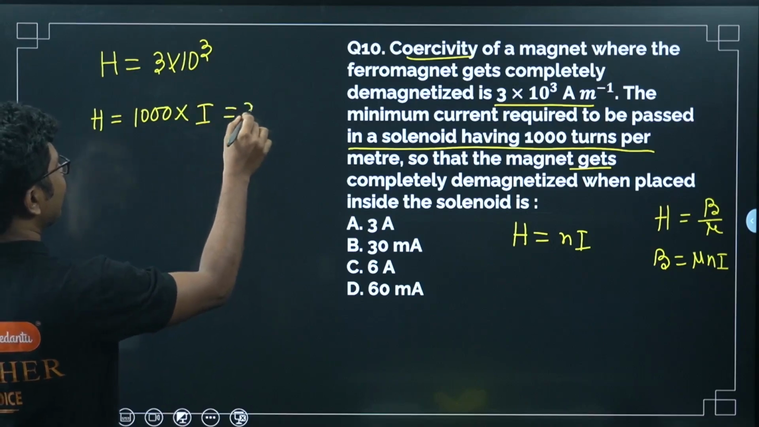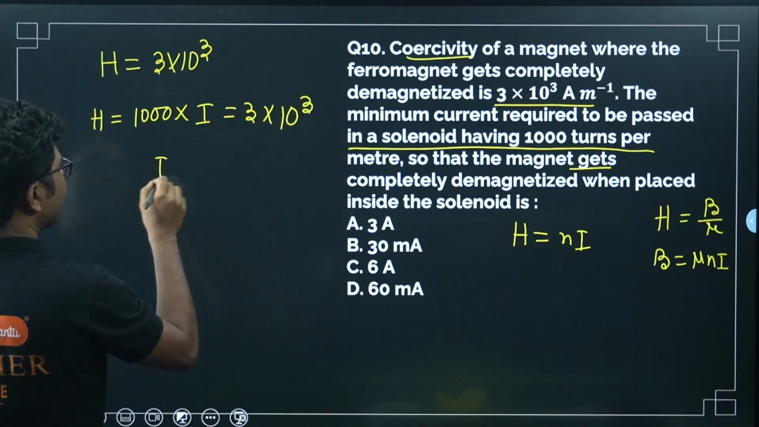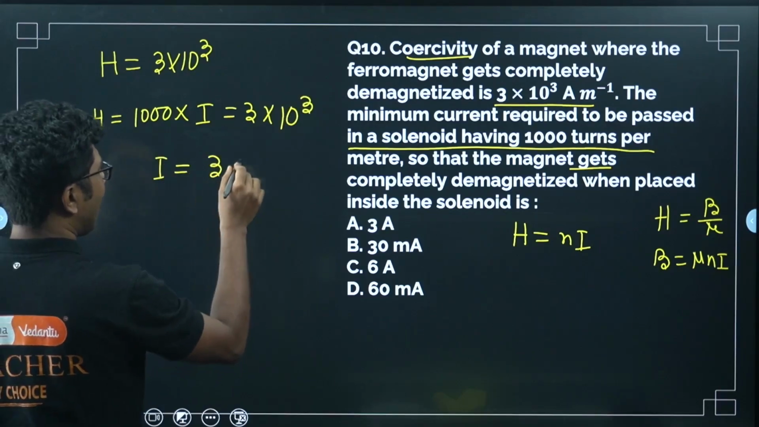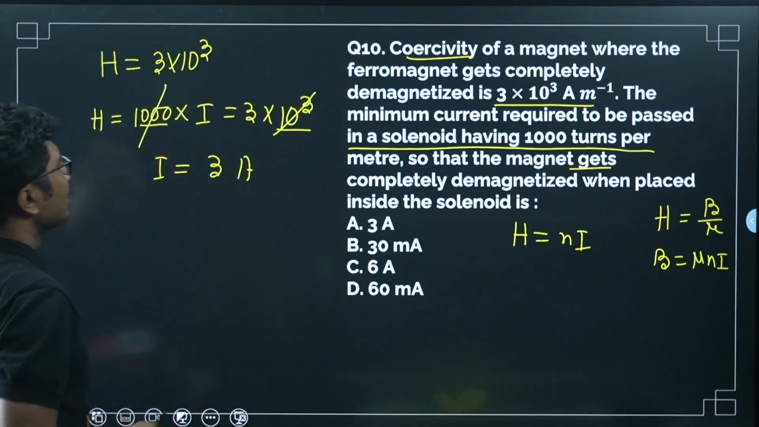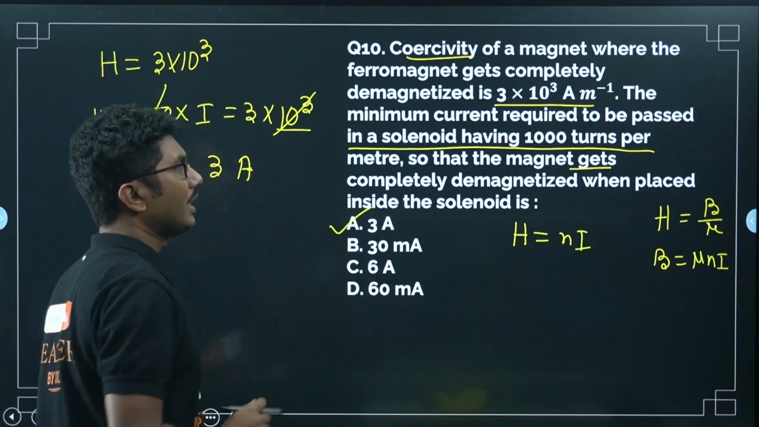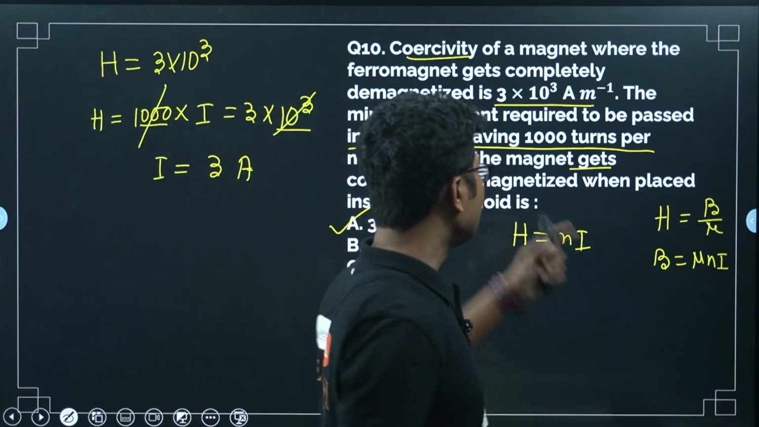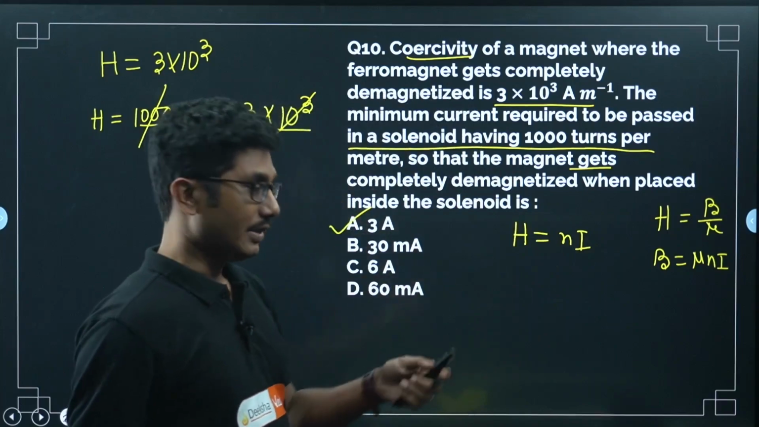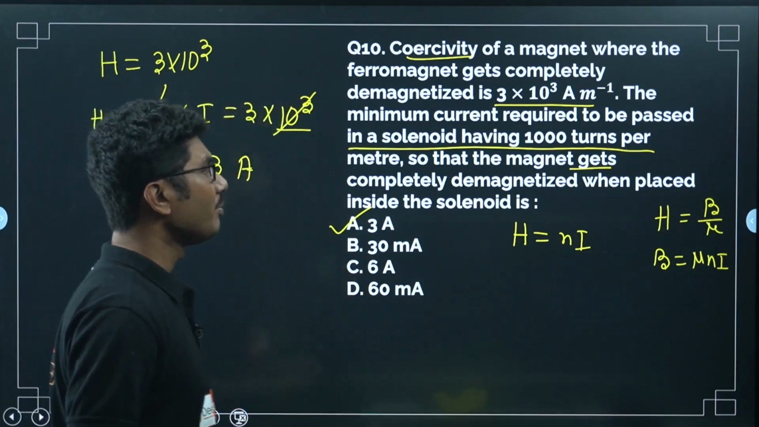That is equal to 3 times 10 to the power of 3. So I is basically 3 ampere. This is 10 to the power 3, this is 10 to the power 3, so they will cancel. So I is 3 amperes. Simple question, simple answer. Even though this term coercivity is no longer part of the syllabus, this question still might come in a different form. A similar question, not the same question, might still come, so be prepared.